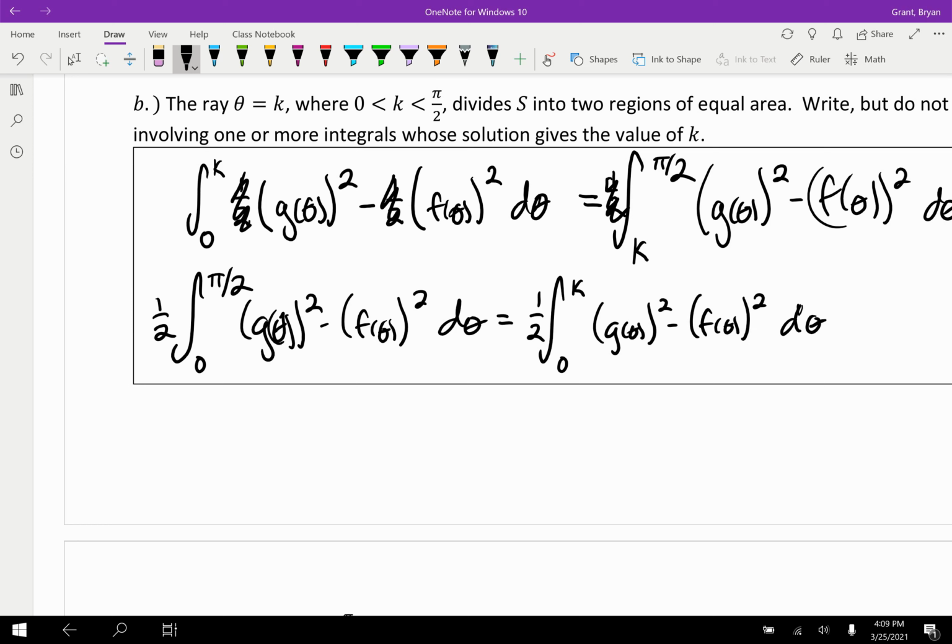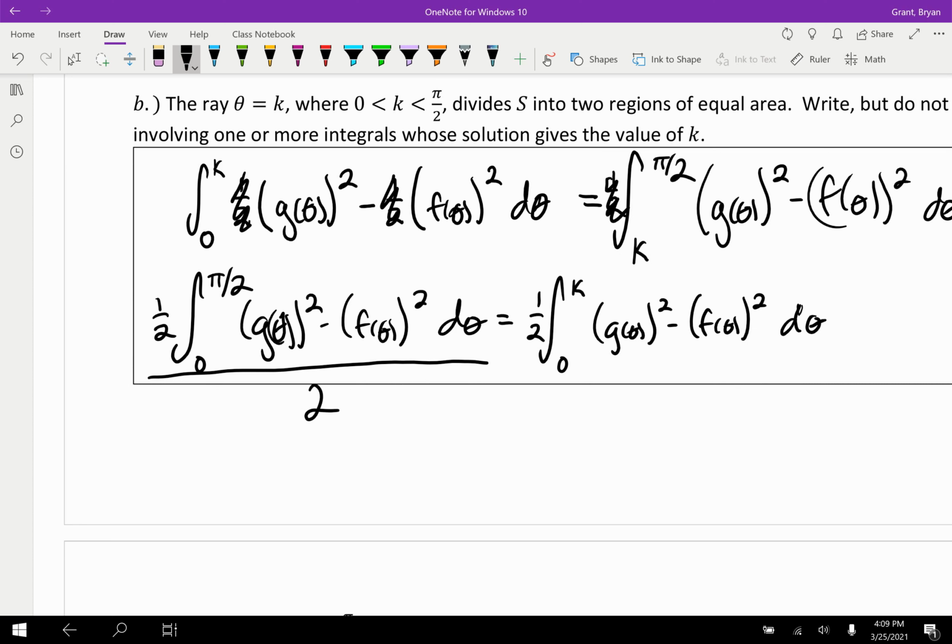Now be careful, because what I'm saying here is that the area from 0 to k is equal to the whole area. And that's not true. The area from 0 to k has to be equal to half of the total area. And that would be another way that we could set this up. Either of those are fine.